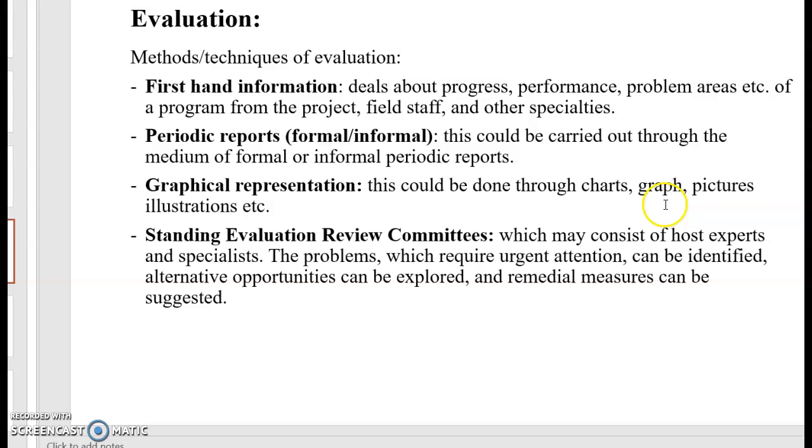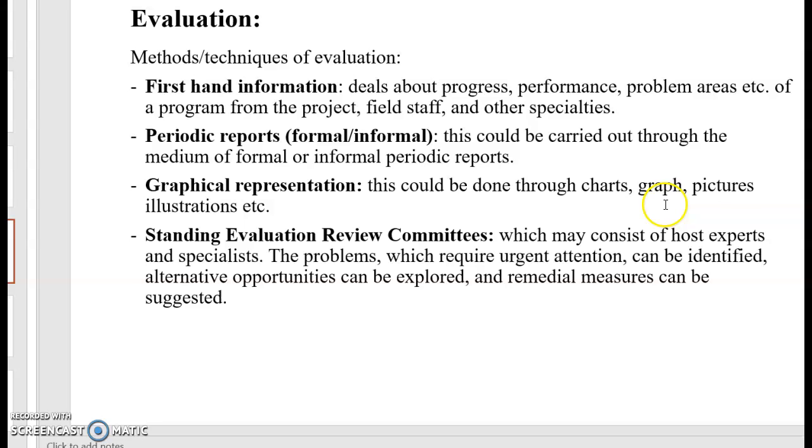Then graphical representation. This could be done through charts, graphs, pictures, illustrations. And a standing evaluation review committee, which may consist of experts and specialists. The problems which require urgent attention can be identified. Alternative opportunities can be explored and remedial measures can be suggested. So evaluation after treatment is very important to see whether the treatment worked well or there is something lacking, and for that you need to evaluate.